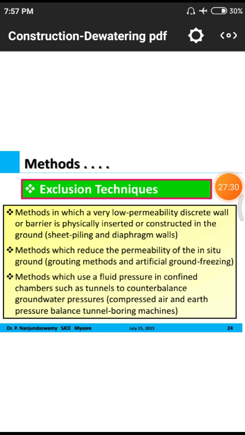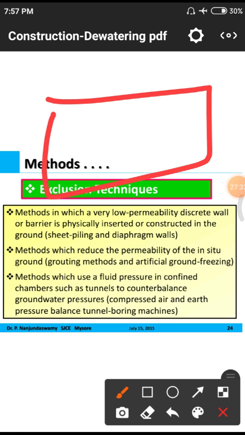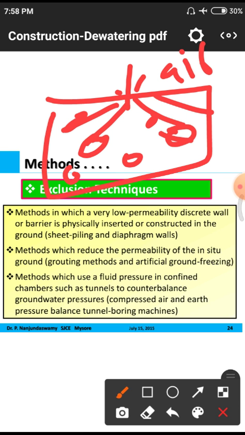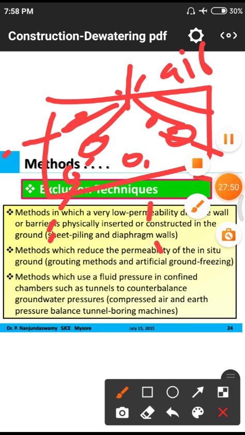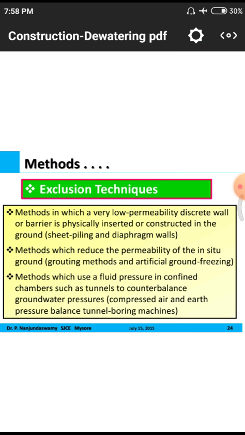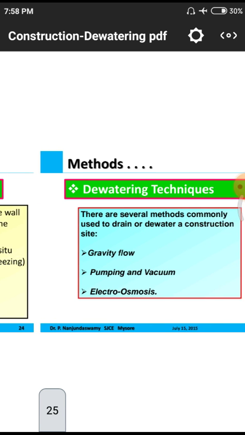I will show this. This is a particular quantity of soil. In the soil we have some amount of water in the form of voids, so whenever there is a flow of air, this is the air, automatically that water will move in different directions, so that the structure is a water free structure. Due to this compressed air and earth pressure balance tunnel boring machines, those also lead to water free structures. Those three are the exclusion techniques.